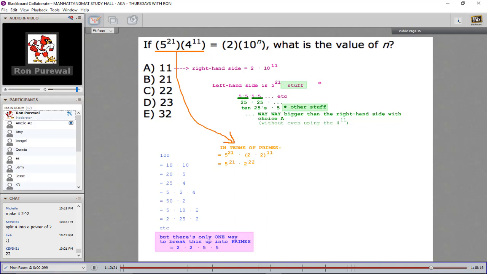Well, in terms of primes with that one, that's a 2, and then that's 5 times 2 to the n. So that's going to be 2 times n number of 5's times n number of more 2's.